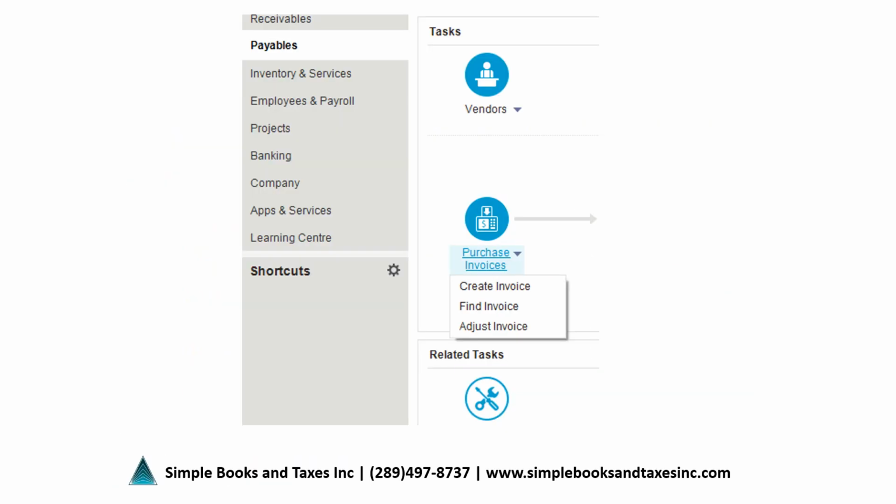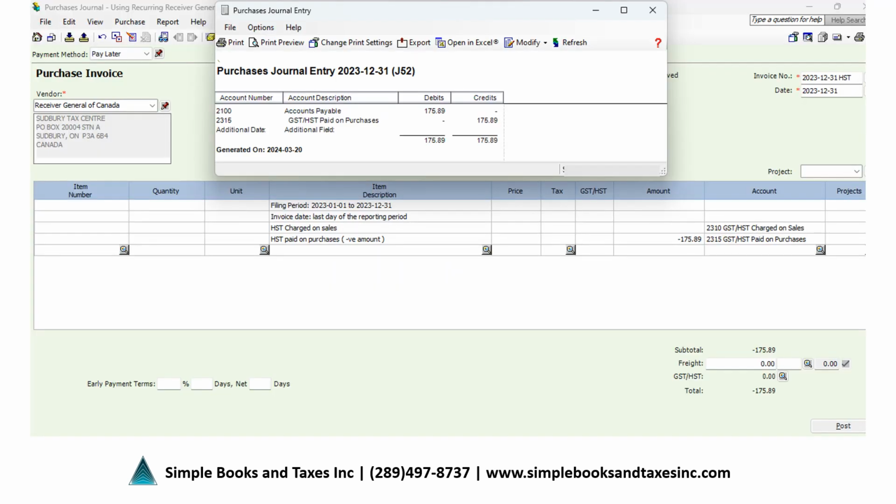By the period end date, which is December 31st, 2023, we have to close all of the HST accounts and record the amount payable to the Receiver General of Canada by going into Payables and create invoice. So on the purchase invoice, we are going to choose Pay Later, and the vendor will be the Receiver General of Canada. The invoice date will be December 31st, 2023.